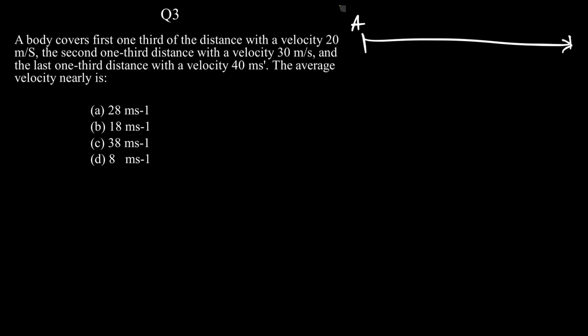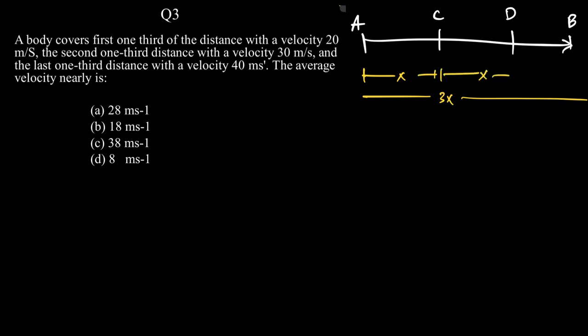So the body is moving from A to B. Let us say it's C, it's D, and let us say the distance is 3x, and let us say this much distance is x. CD is also x and DB is also x. A to C is moving with velocity v1, C to D is moving with velocity v2, and D to B with velocity v3 in corresponding times t1, t2, and t3.